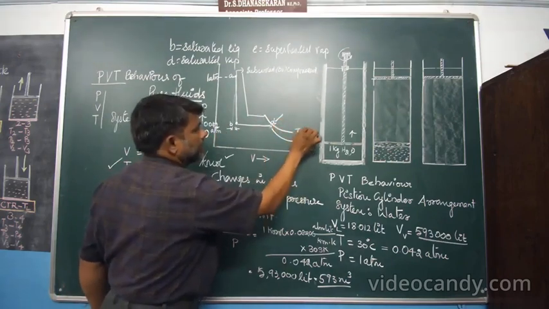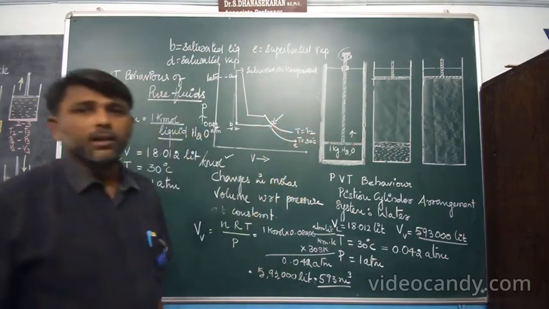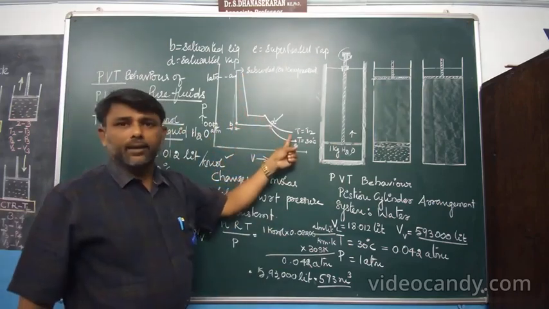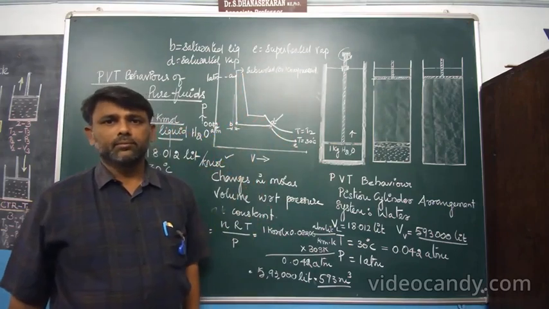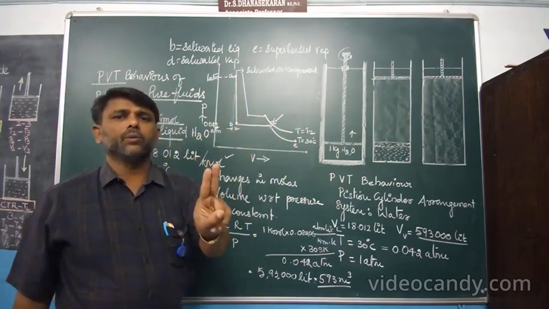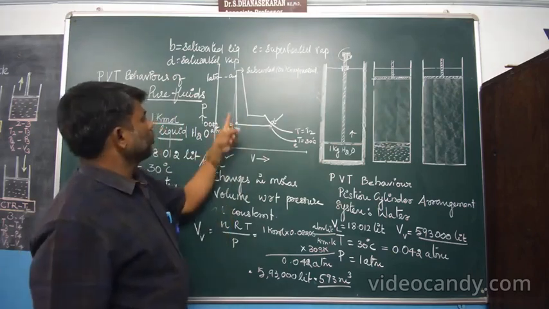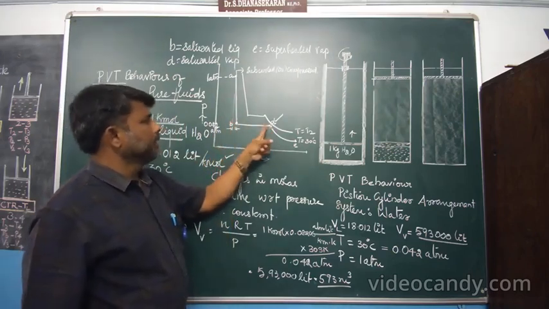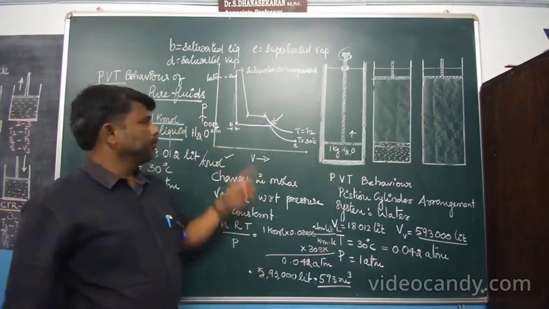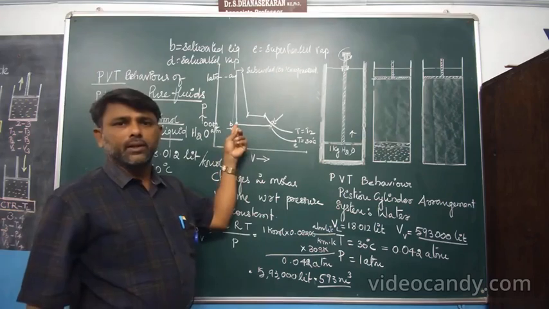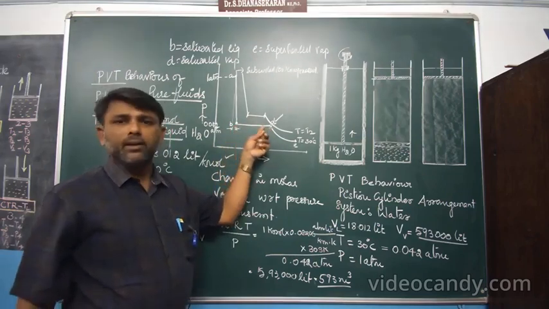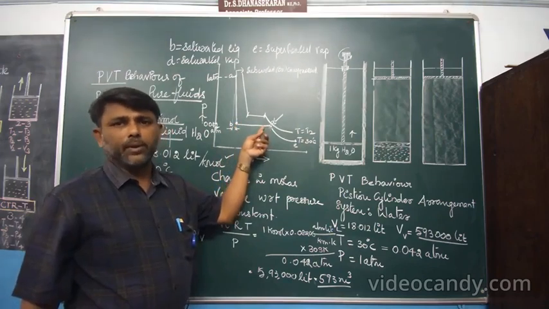Temperature is T2. The trend of isotherm A, B, D, E is similar. Again, there are two discontinuities in this isotherm. One is B, another one is D. B stands for saturated liquid, D stands for saturated vapor. In between, it is a mixture of vapor and liquid.